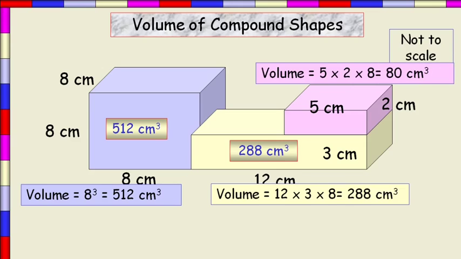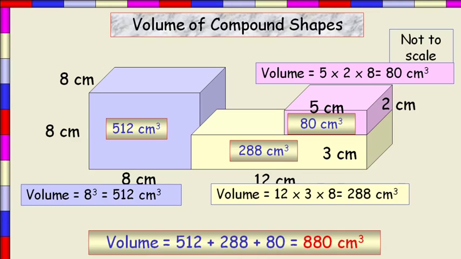And same way you can find out volume of the third portion of this shape, which is 80 centimeter cube, that is length into breadth into height. Sum of all three will give you total volume of this compound object. 512 plus 288 plus 80, together they make 880 centimeter cube.